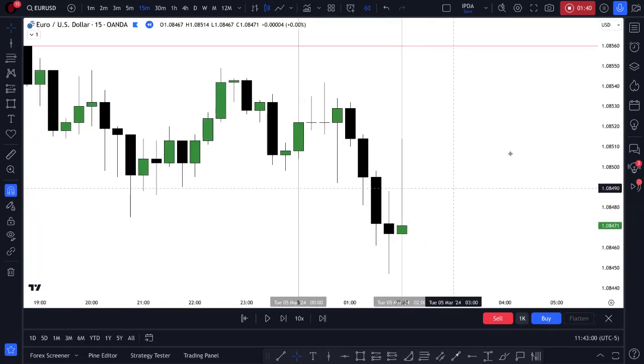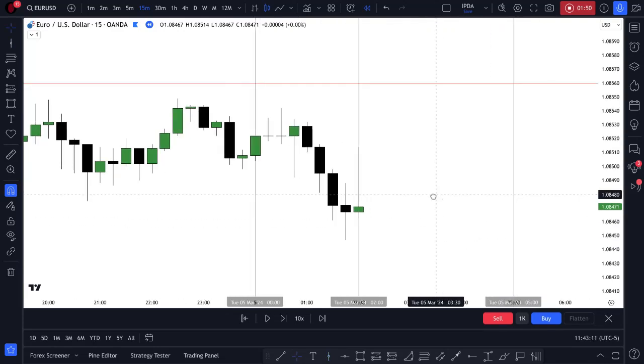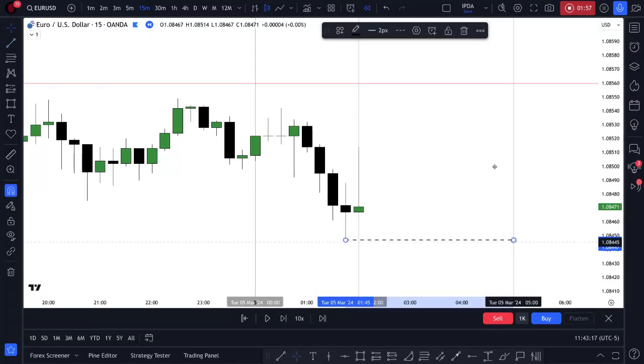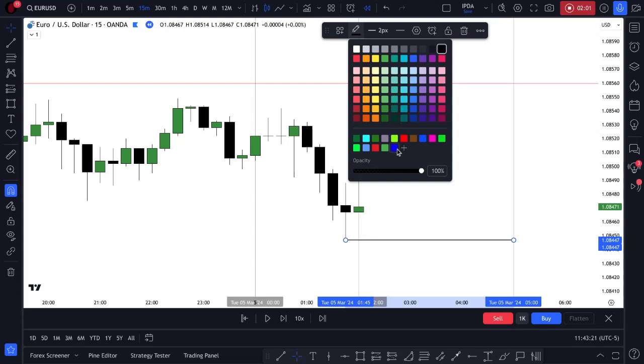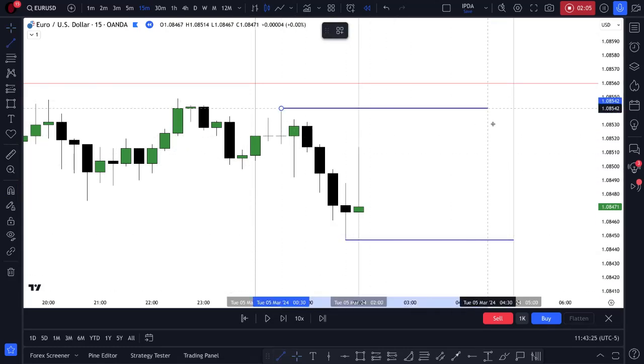That's going to be our Asian lunch. So from midnight, New York Eastern Standard Time, to 2 a.m., we're going to be looking for all the buy side liquidity pools above the 15-minute swing highs and all the sell side liquidity pools below the 15-minute swing lows. So we have one here. This is going to be a sell side liquidity pool. We have a buy side liquidity pool up here above that swing high.